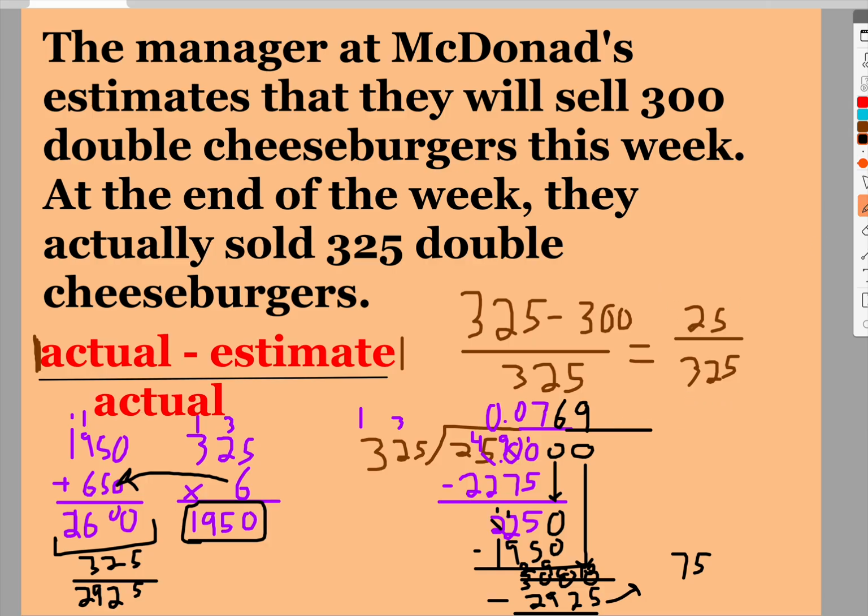Remember how to convert this. 0.0769. To make it into a percent, I multiply by 100, which means move the decimal twice to the right. And I'm going to have about 7.69%.